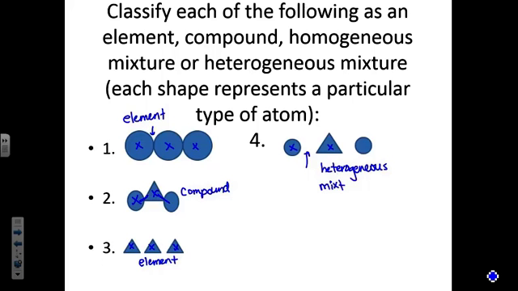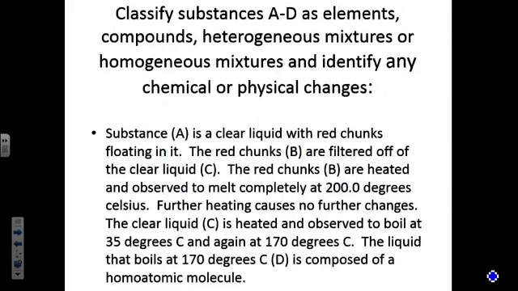So before you get concerned about the circle triangle stuff, and you're not sure you totally understand it, keep in mind you do have the video lectures to go to, and that an actual quiz question wouldn't involve circles and triangles. It's going to look something more like this. Classify substances A through D as elements, compounds, heterogeneous mixtures, or homogeneous mixtures, and identify any chemical or physical changes.